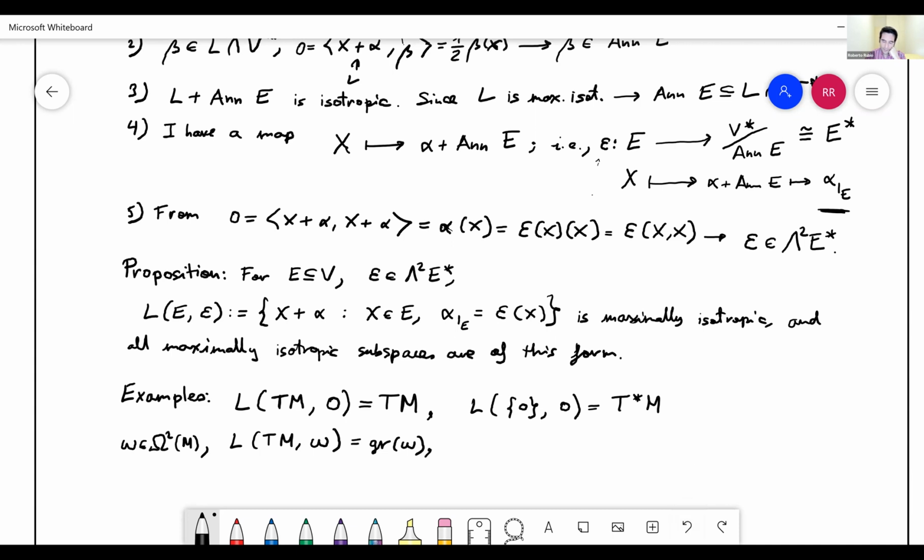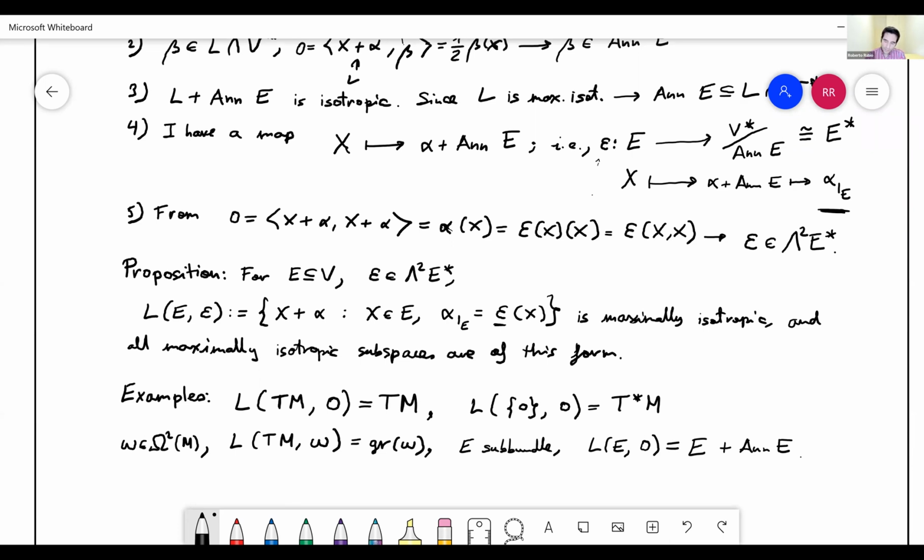Another example, to do it globally, I have to take E as a bundle. I can consider L_{E,0}. These are going to have projection to E, and since this map ε is 0, it tells me that α restricted to E has to be 0. But if α restricted to E has to be 0, that means I have the annihilator of E. So this is again a direct sum, with the annihilator of E. This is another example of how a maximal isotropic subspace is given by these two ingredients, the projection and this map.